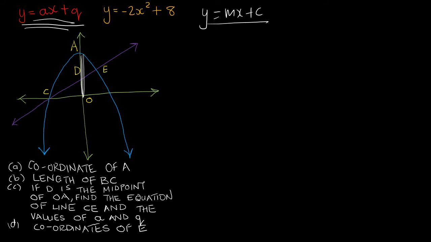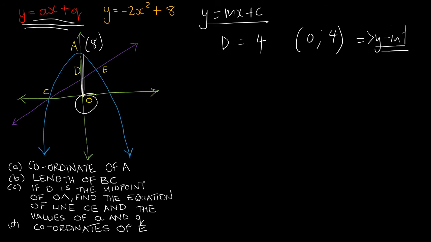So if D is the midpoint, we know that A is 8 on the y-intercept. We've just worked it out. So halfway of that, and this is 0, so halfway of that, D will be equal to 4. The coordinate of D would be (0, 4). Alright, so now that we know the value of D, remember D is known as our y-intercept for the straight line. So we got the value of D, which is the y-intercept.